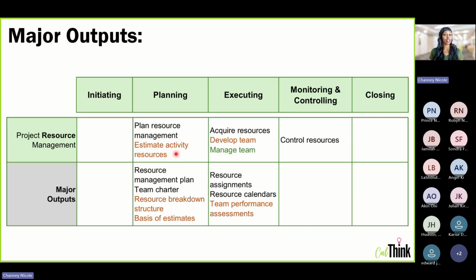For estimate activity resources, you're going to have two major outputs. You're going to have your resource breakdown structure, and again, your basis of estimates. Anytime you have an estimate planning process, you're going to have a basis of estimates as an output. Now for executing, acquire resources, you'll have a couple of major outputs, your actual resource assignments and the calendars. And develop team, you'll have some performance assessments, but you'll notice for manage team, there's nothing here. That means there's no major output that you'll need to know for manage team, and the same for control resources. So not every single process on the grid is going to have a major output, but the ones that do, you want to know.